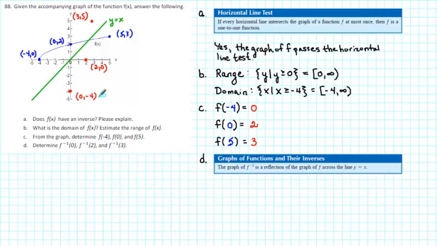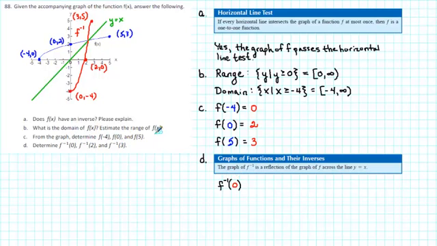That means that the points (0, -4), (2, 0), and (3, 5) will be on the graph of f inverse. Notice that we just take the x and y coordinates and switch them. The point (-4, 0) becomes the point (0, -4), the point (0, 2) becomes the point (2, 0), and the point (5, 3) becomes the point (3, 5). We then draw the graph of f inverse so that it's a reflection of the graph of f across the line y equals x. Now that we have the graph of f inverse, we can determine f inverse of 0, f inverse of 2, and f inverse of 3.